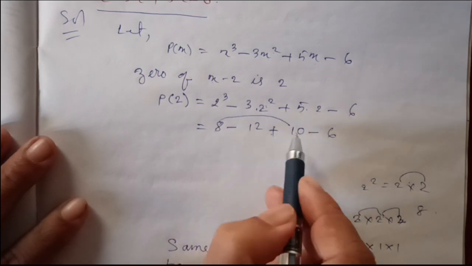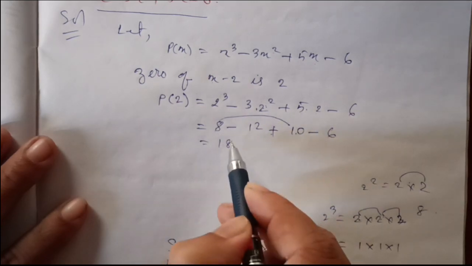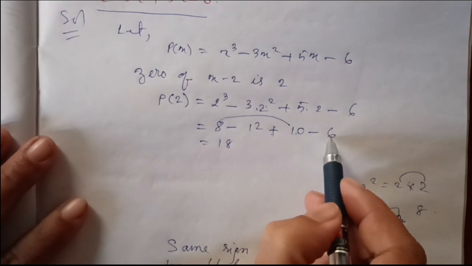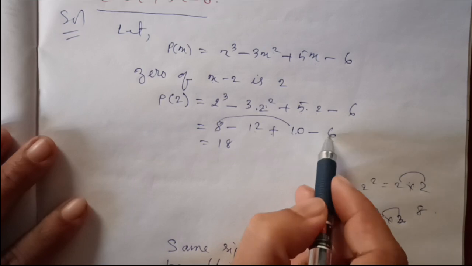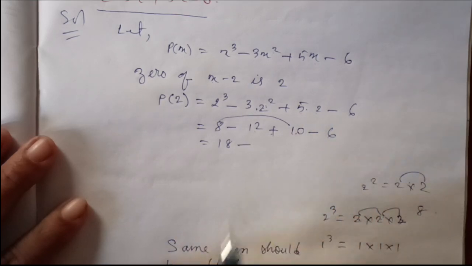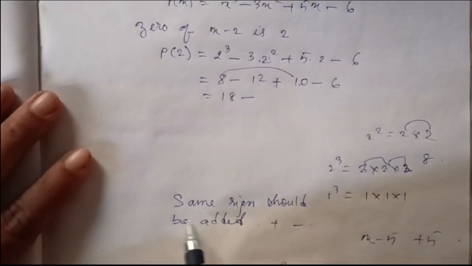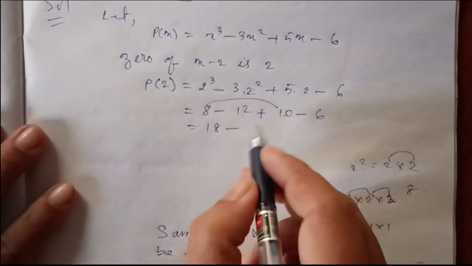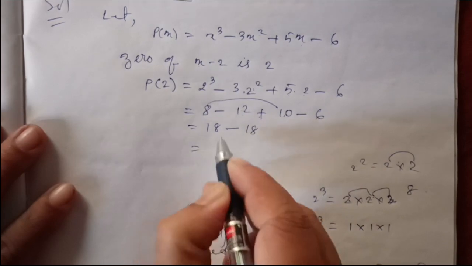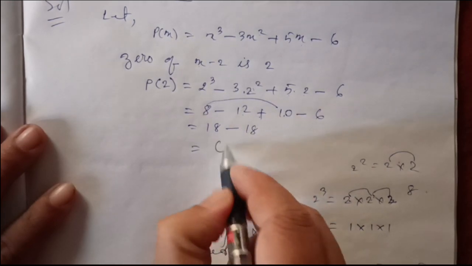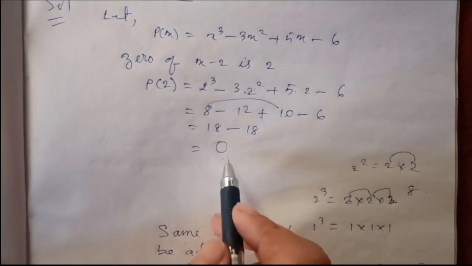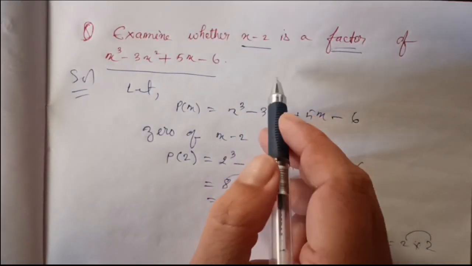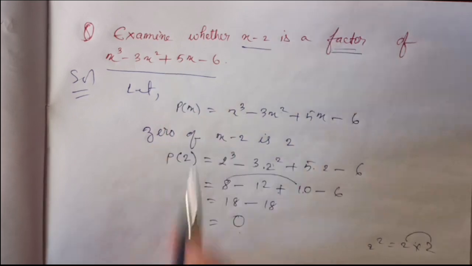That is why we should do plus. So 10 plus 8 is 18. What about this? 6 is minus, 12 is minus. Now 12 and 6 have the same sign. So I told you, if you find the same sign, then you do plus. Then 12 plus 6 is again 18. You know that 18 minus 18 is 0. So now we get the answer as 0. That is why we should say that x minus 2 is a factor of this given polynomial.